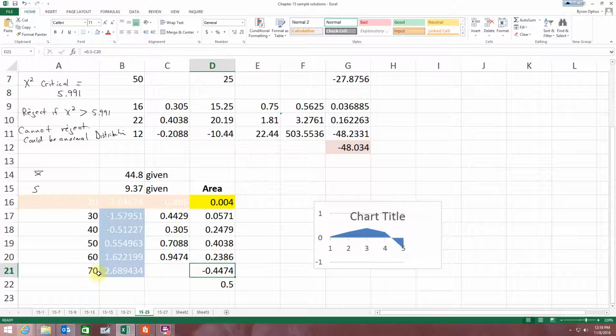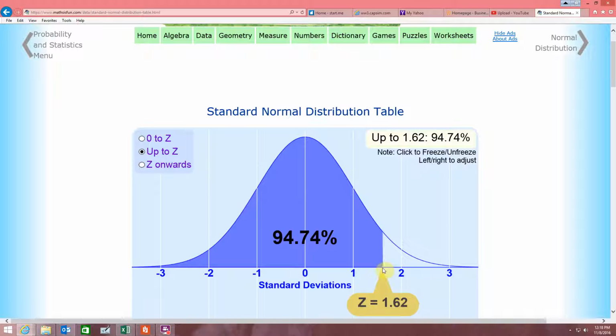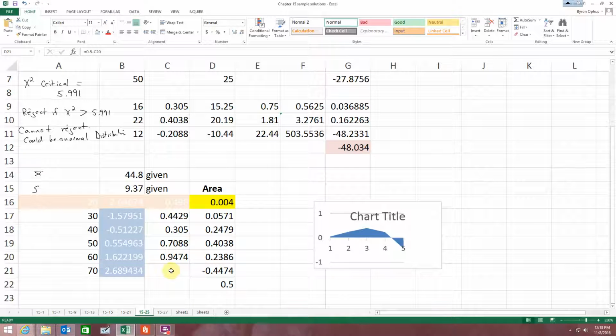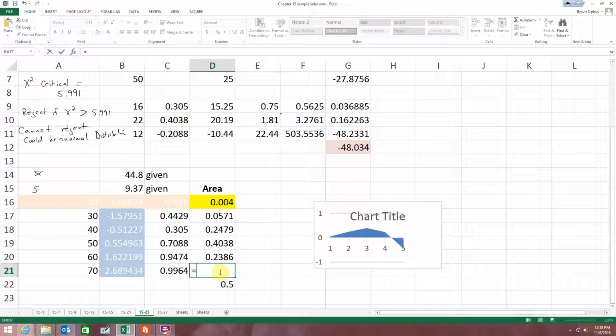And then lastly, I'm here at 70, and it's 2.69. So let's get to there. It's going to be way out here, isn't it? Yes. 99.64. So I got 0.9964, and this is equal to this minus this.